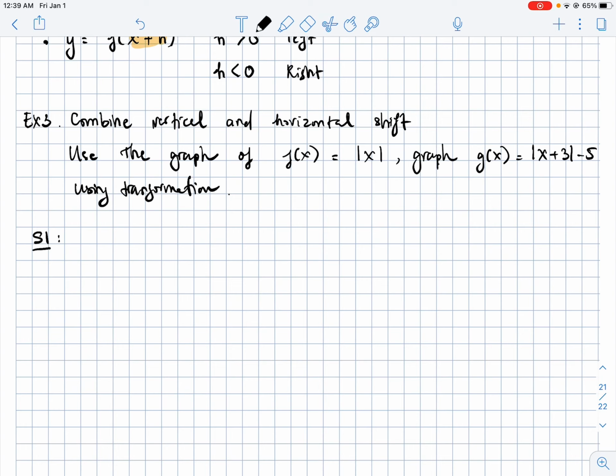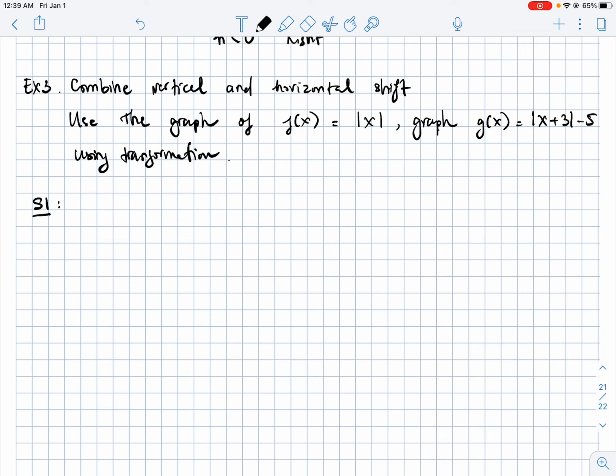Example number 3. Combine vertical and horizontal shift. Use the graph of f of x equals absolute value of x to graph g of x equals absolute value of x plus 3 minus 5 using transformation. To do this, you first start with f of x equals absolute value of x. You can make the table for this, but you cannot make the table for g of x.